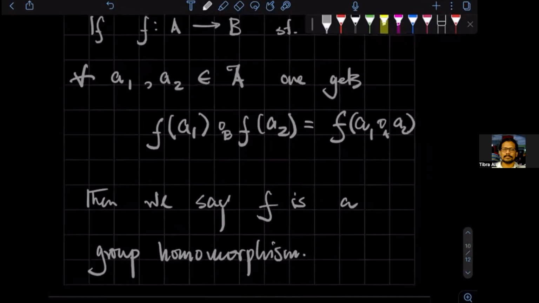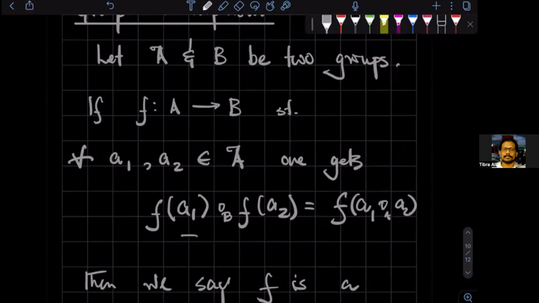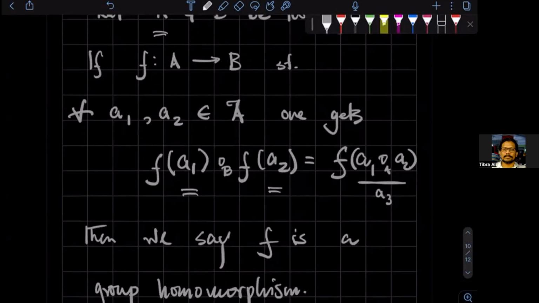Okay, so again, if A1 and A2 are elements of A, and we multiply them, we get to some other element, say A3. Then if I apply the map individually to A1 and A2, I get to say B1 and B2, and when I multiply B1 and B2, it should be the same as if I apply F on A1 times A2, which should give me B3.